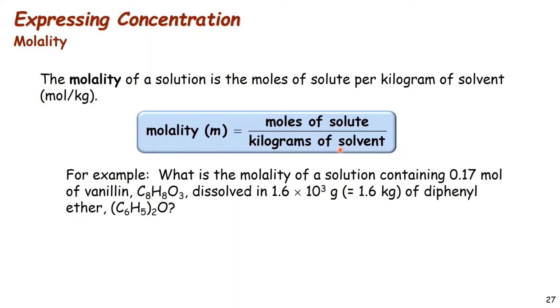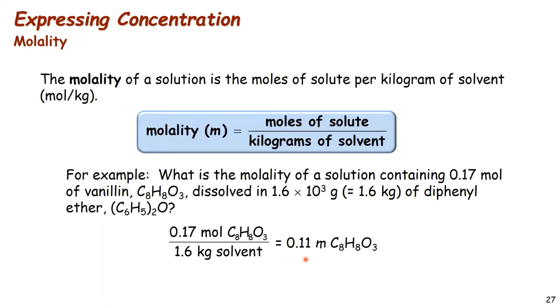Okay, so for example, what's the molality of a solution that contains 0.17 moles of vanillin? Again, I would have given you that as a mass. Dissolved in 1.6 times 10 to the negative 3, or 1.6 kilograms, because it's got to be in kilograms. And again, if this is a liquid, I would have given it to you as a volume and a density, and you would have had to convert it to mass. So we're going to take the 0.17 moles of our solute and divide it by the mass in kilograms of our solvent, and that's going to give us the molality. So I would say this is that our solution is 0.11 mol of vanillin in diphenyl ether.